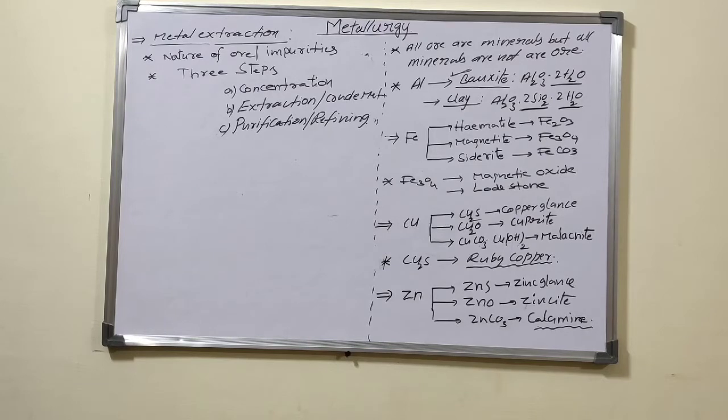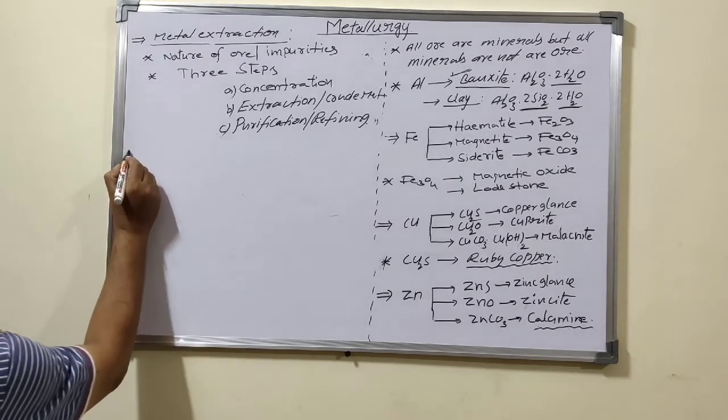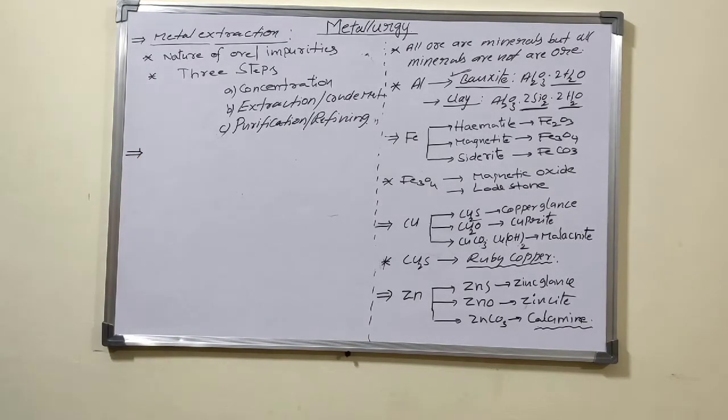So here three steps are involved: concentration, extraction and refining. Concentration we also call grinding. In extraction, what we are extracting is crude metal. After getting crude metal, that will be purified or refined. Before going to the next, we have to discuss a few important questions for competitive exams, and what type of questions they ask from the basics.